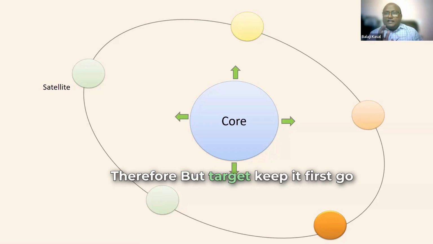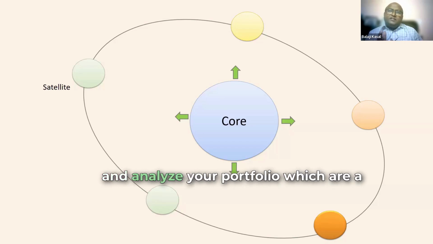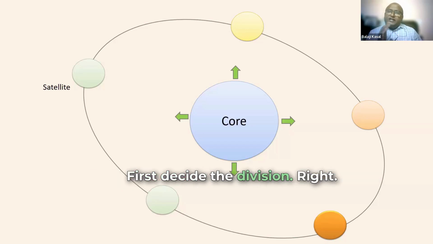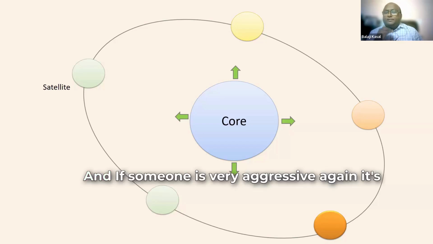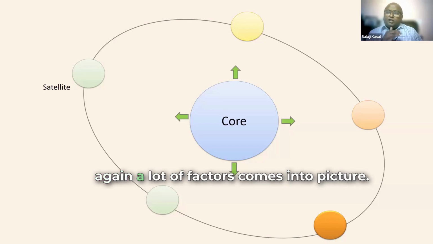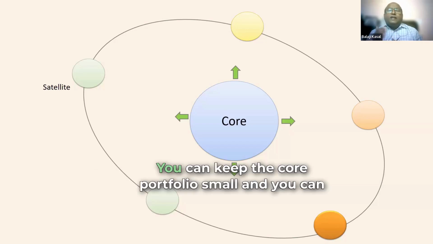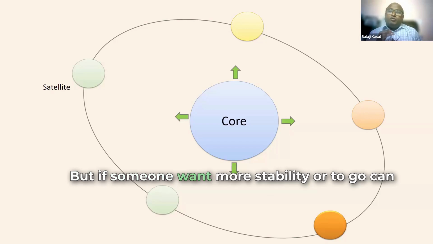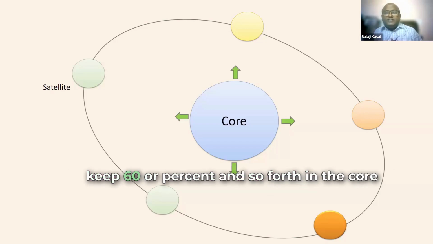Therefore, the target first: go and analyze your portfolio, which is the core portfolio and which is the satellite portfolio. First, decide the division, right? And if someone is very aggressive, again a lot of factors come into the picture, you can keep the core portfolio small and trade more and more based on valuation. But if someone wants more stability, they can keep 60% or more in the core.